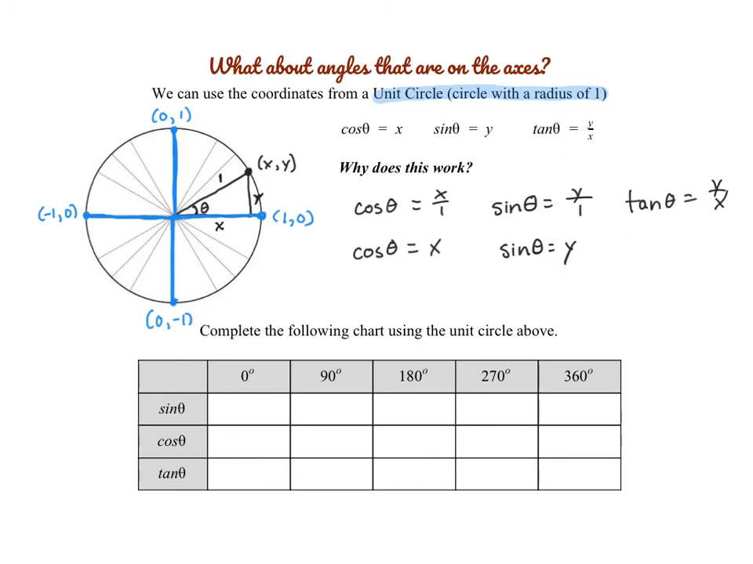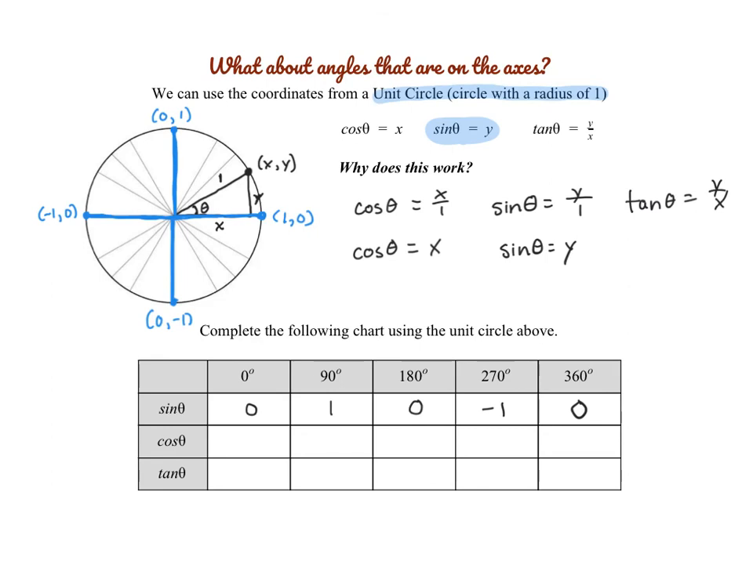So let's start by finding the sine of all of these values. So remember, the sine of our angle can be found by looking at the y value of our coordinate. So the sine of 0 degrees is 0. Again, we're looking at the y value. The sine of 90 degrees is 1. The sine of 180 degrees is 0. The sine of 270 degrees is -1. And the sine of 360 degrees, again, is 0.